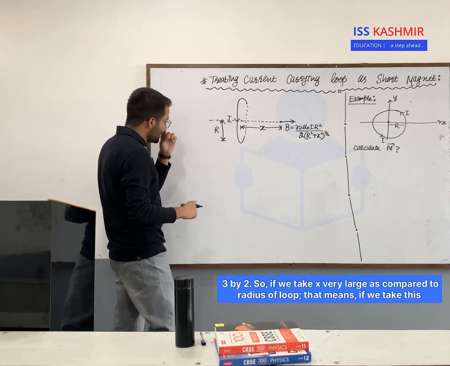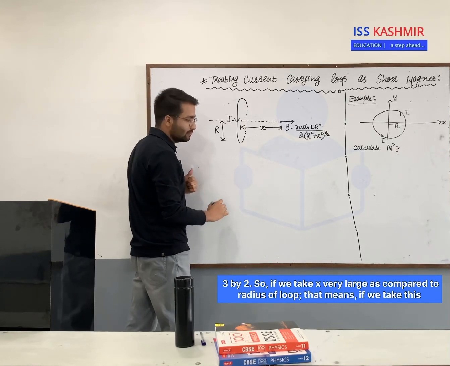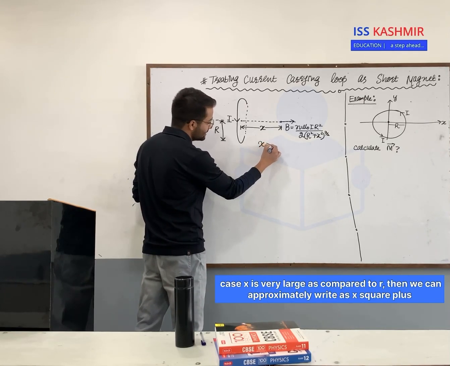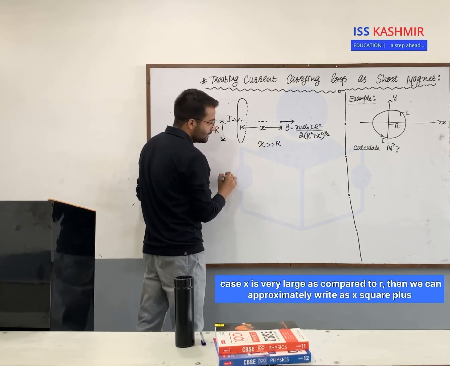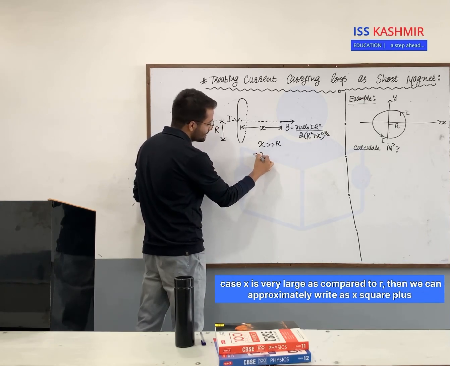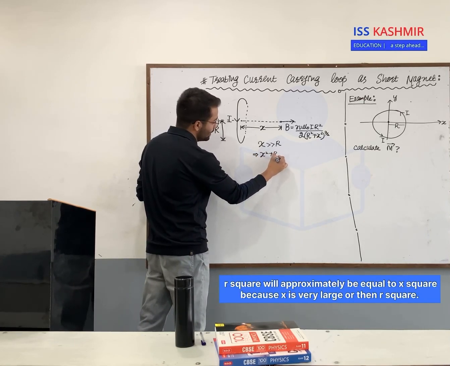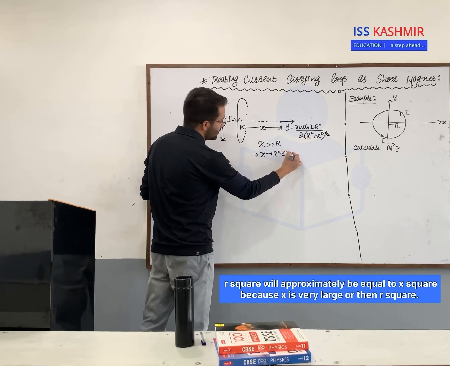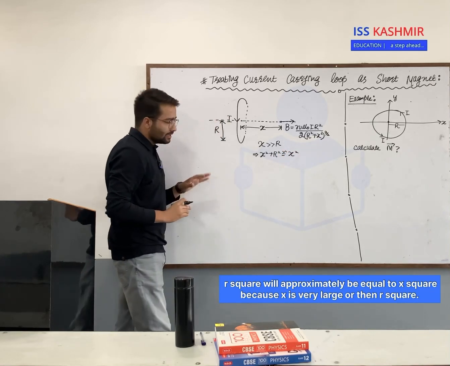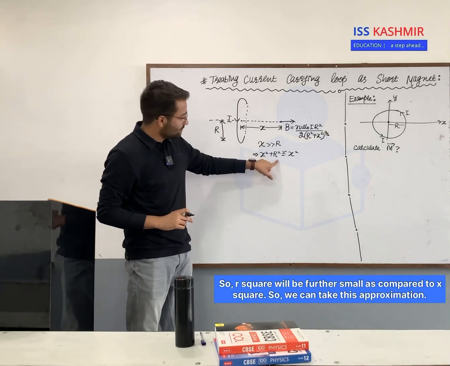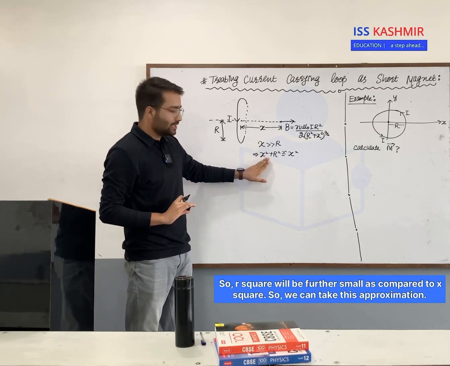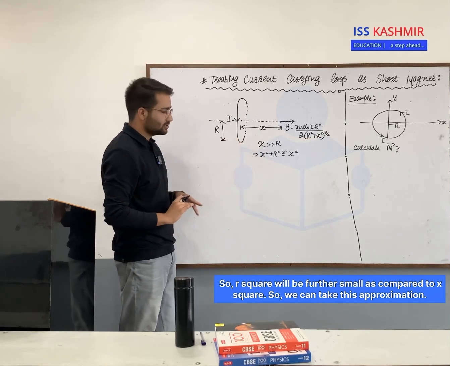So if we take x very large as compared to the radius of the loop, that means x is very large as compared to r, then we can approximately write x square plus r square as approximately equal to x square, because x is very large, so r square will be very small as compared to x square. So we can take this approximation.